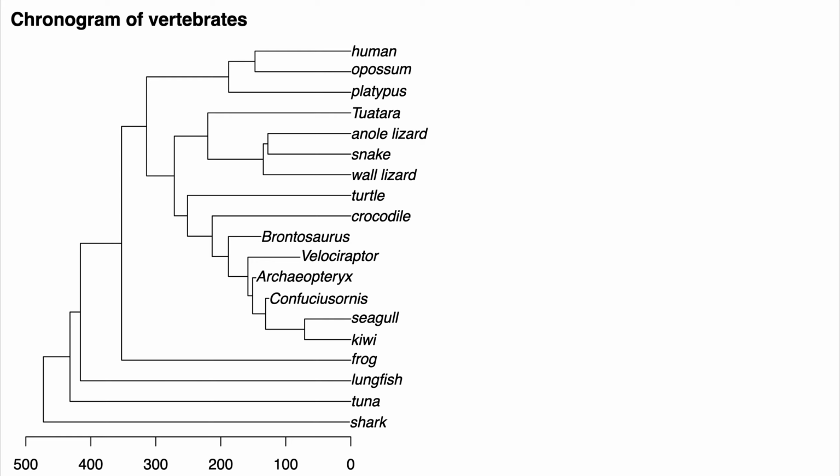Another way to represent these taxa is through a chronogram. So the x-axis now is millions of years, and you notice that some of those groups, Brontosaurus, Velociraptor, Archaeopteryx, Confuciusornis, don't make it all the way to the end with the living taxa. That's because these are extinct ones. So it allows us to hypothesize when particular groups branched off from one another in terms of geologic time.